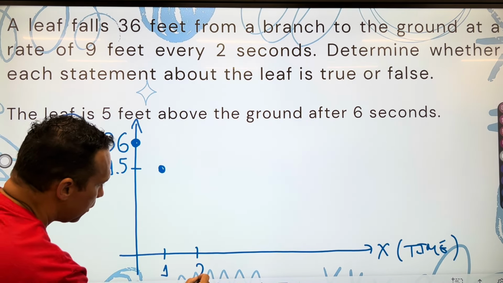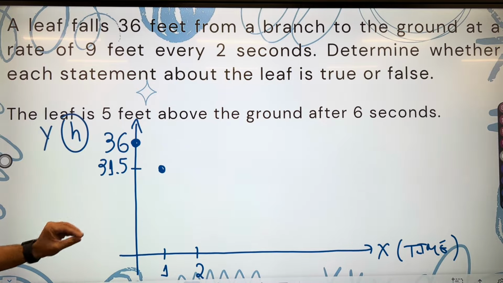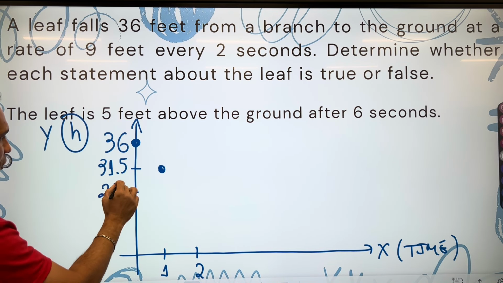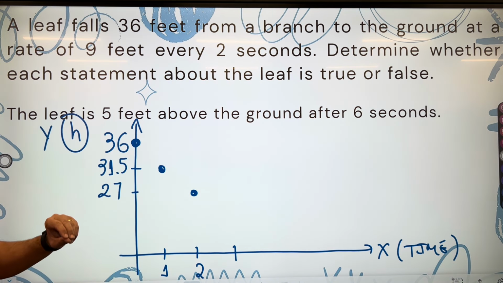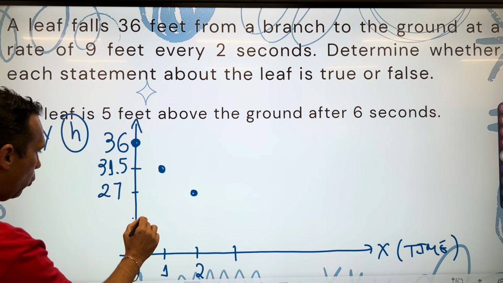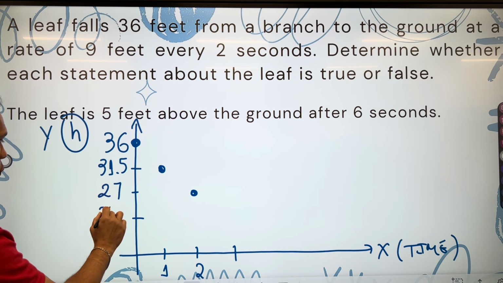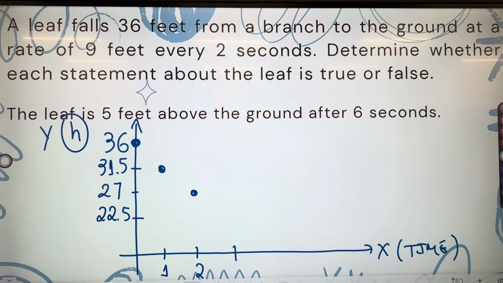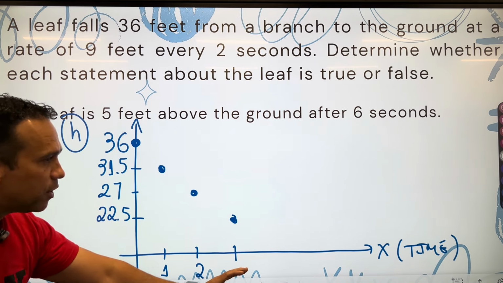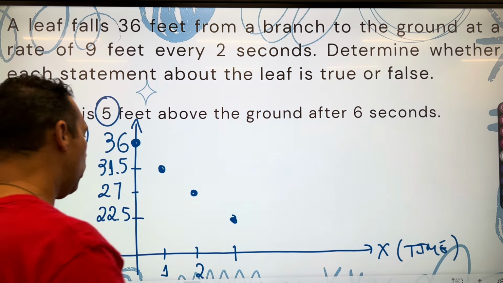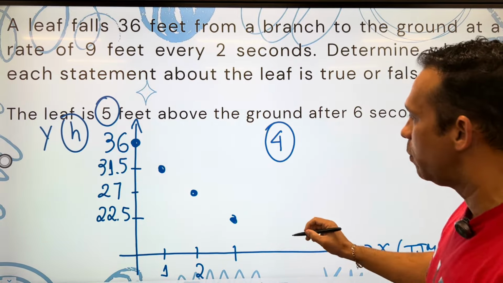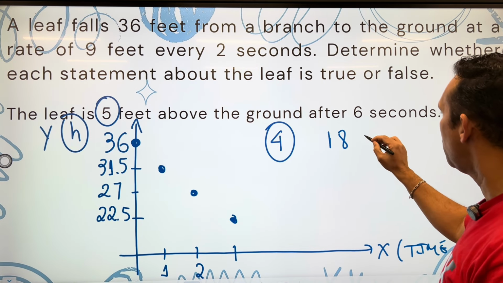After the second second, I'm going down by 4.5, so I'm going to 27. In the next second, I'm going down 4.5 more, which is 22.5. Then I'm going down again, so I will not have space to go all the way to 6 seconds. But if you keep going, you will see that it will not be on 5 feet. So if I go for the fourth second, I'll be on 18 feet.